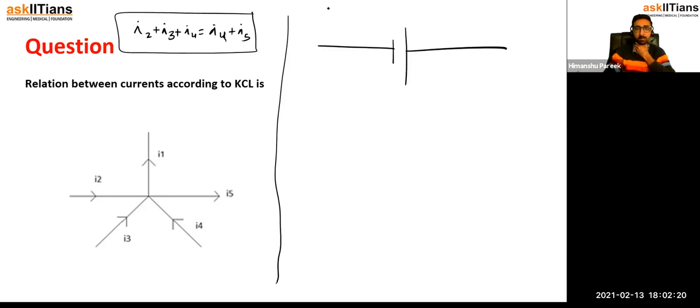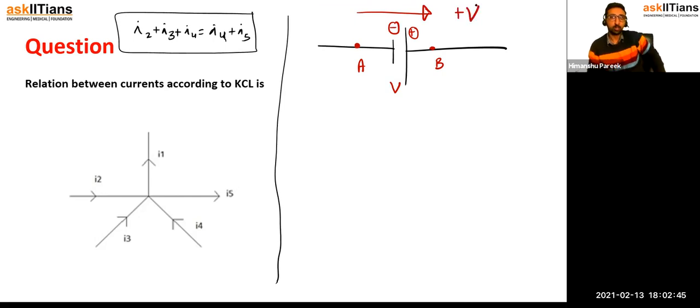Now let's say somebody walks like this, from here to there, A to B. So you see what is happening. This is the higher potential and this is the lower potential. So if somebody goes from A to B, then what will he write for this battery? Plus V. Because you're going from the lower to the higher potential. So the potential would increase. So that's why we are writing plus V.